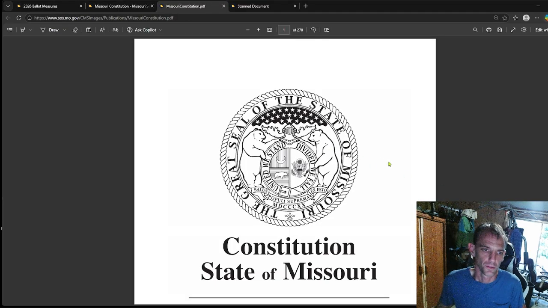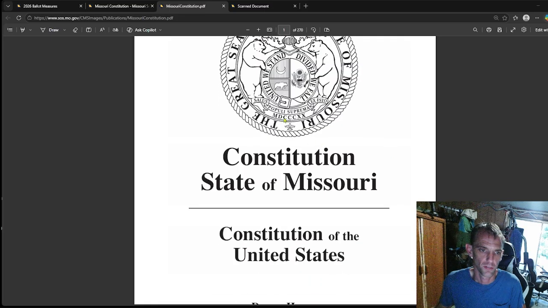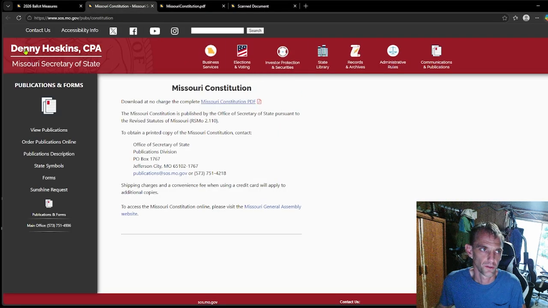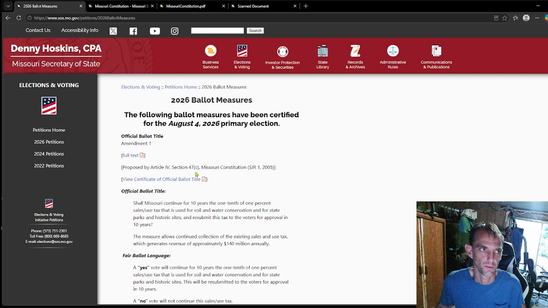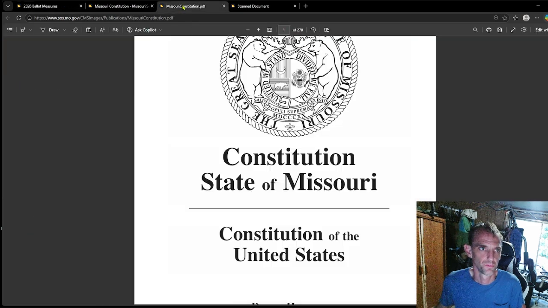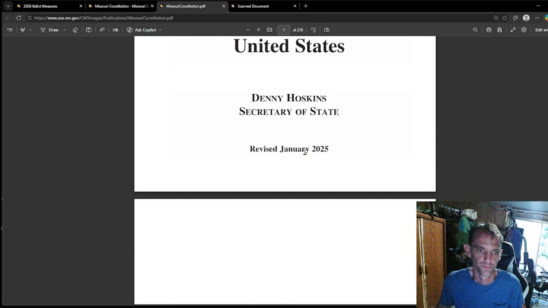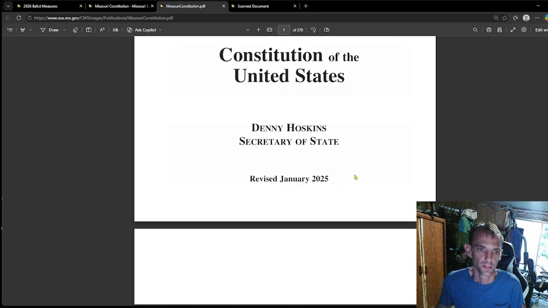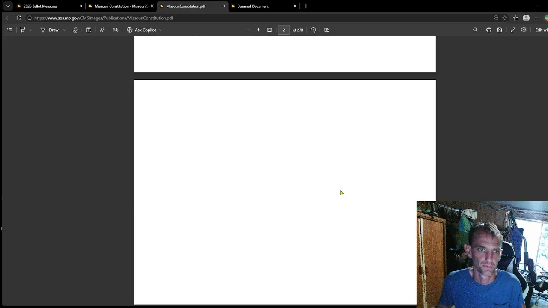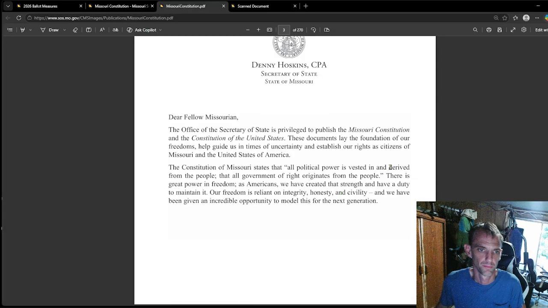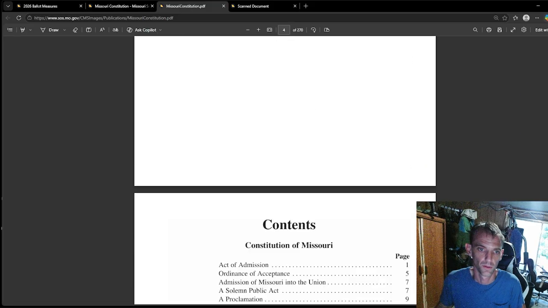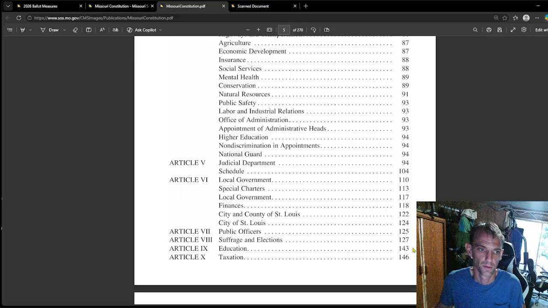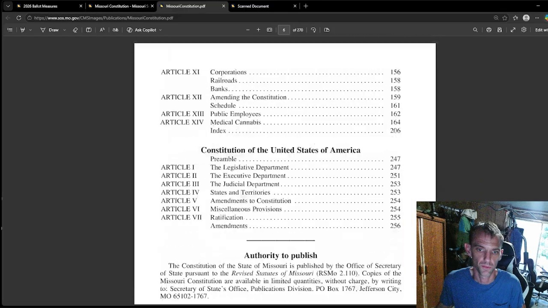Okay, let's go through the Constitution of the State of Missouri as found on the Secretary of State's website, which is where the ballot measures I'm going over are listed. And this was revised in 2025. So first off, we need to go to Article 10, which begins on page 146.